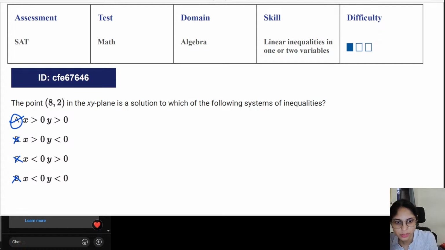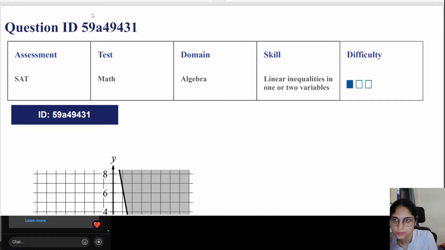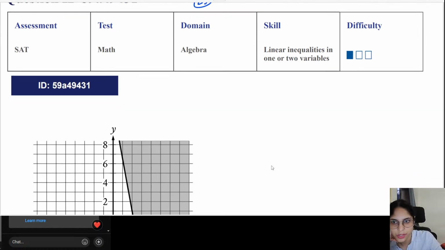Now the next one is question number 25. Let me see how many questions there are in all on the page. Yeah, there are 47. So each question represents the page number.